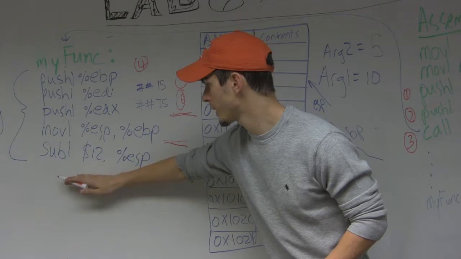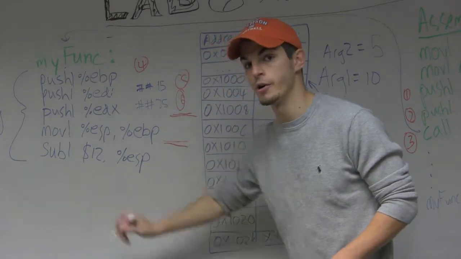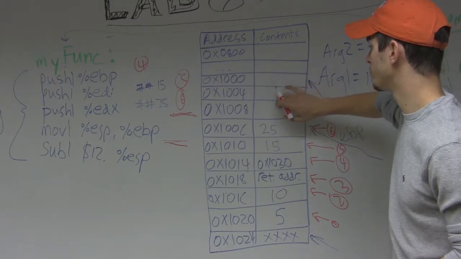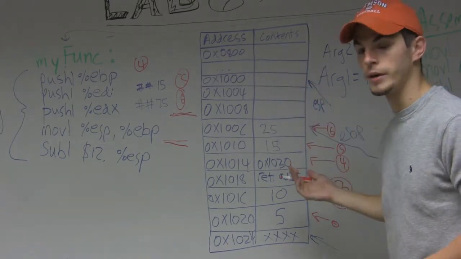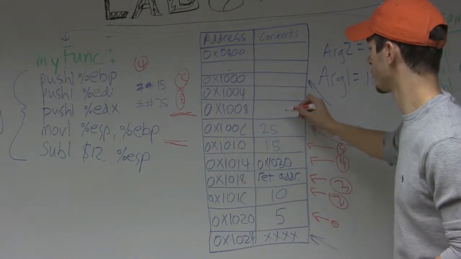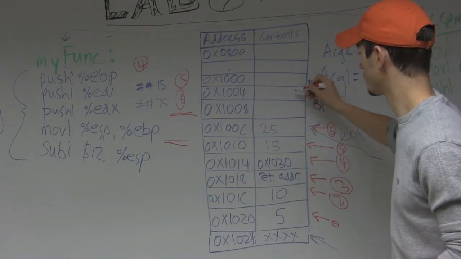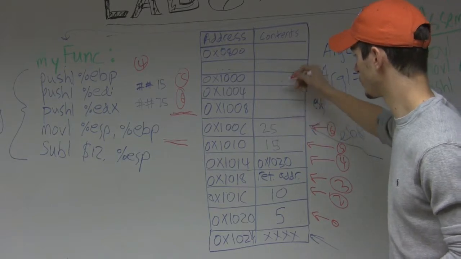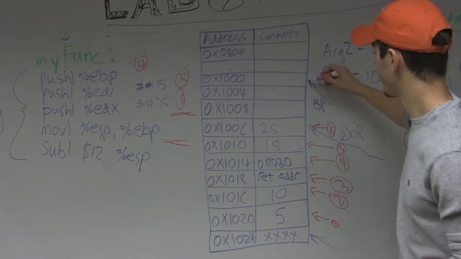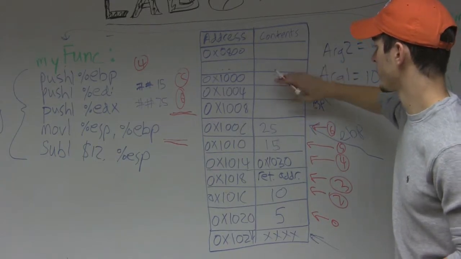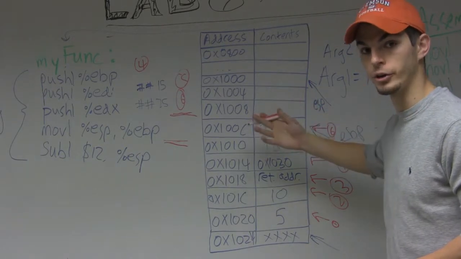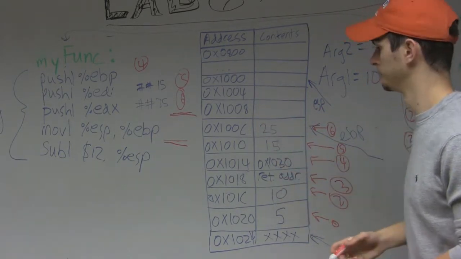And then now by subtracting 12 from the stack pointer, with each cell here, or each block, taking up 4 bytes, 12 divided by 4 is 3, so it's going to move 3 blocks up, 1, 2, 3, and now, finally, the ESP is pointing at here. And this is to simply allocate space for 3 local variables within your function on the stack.